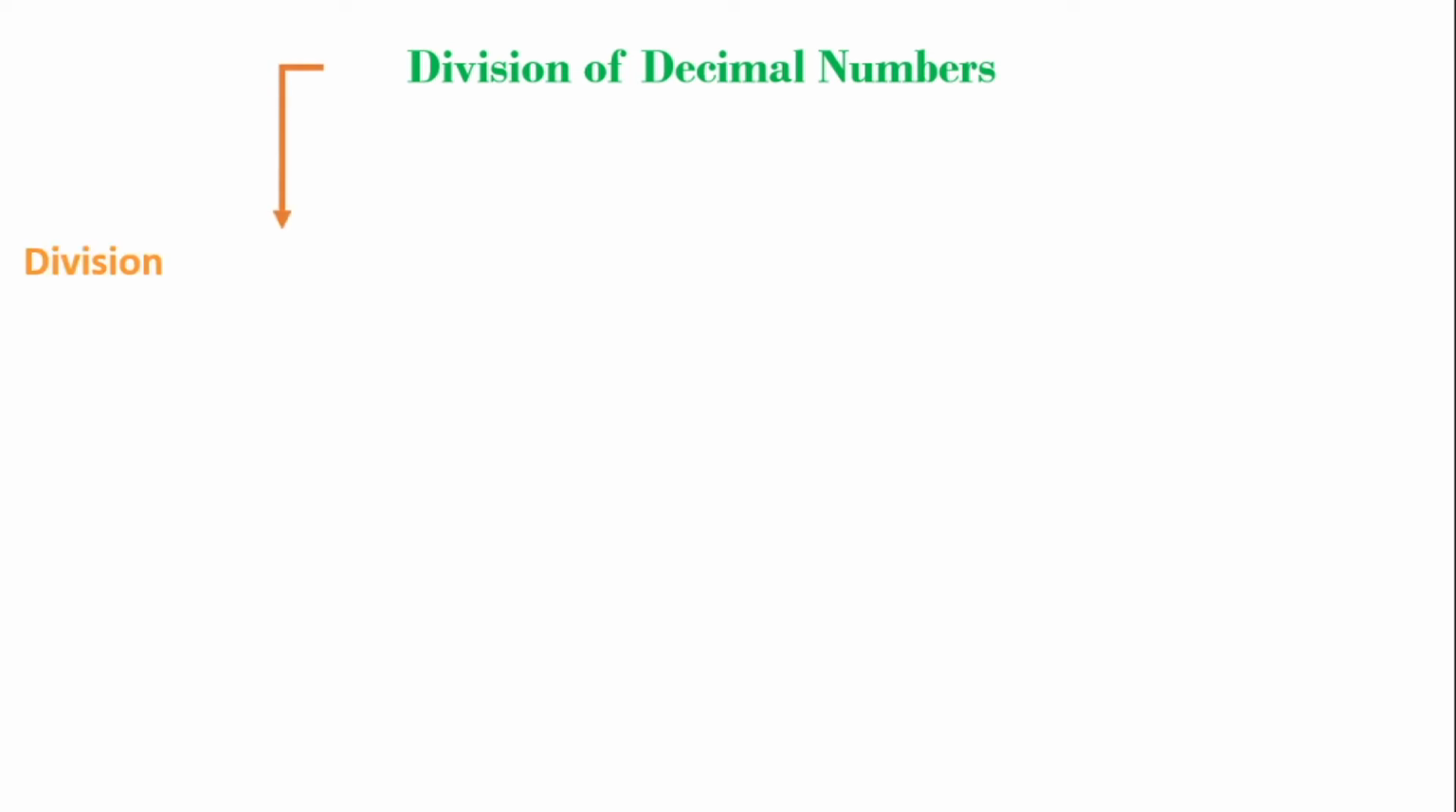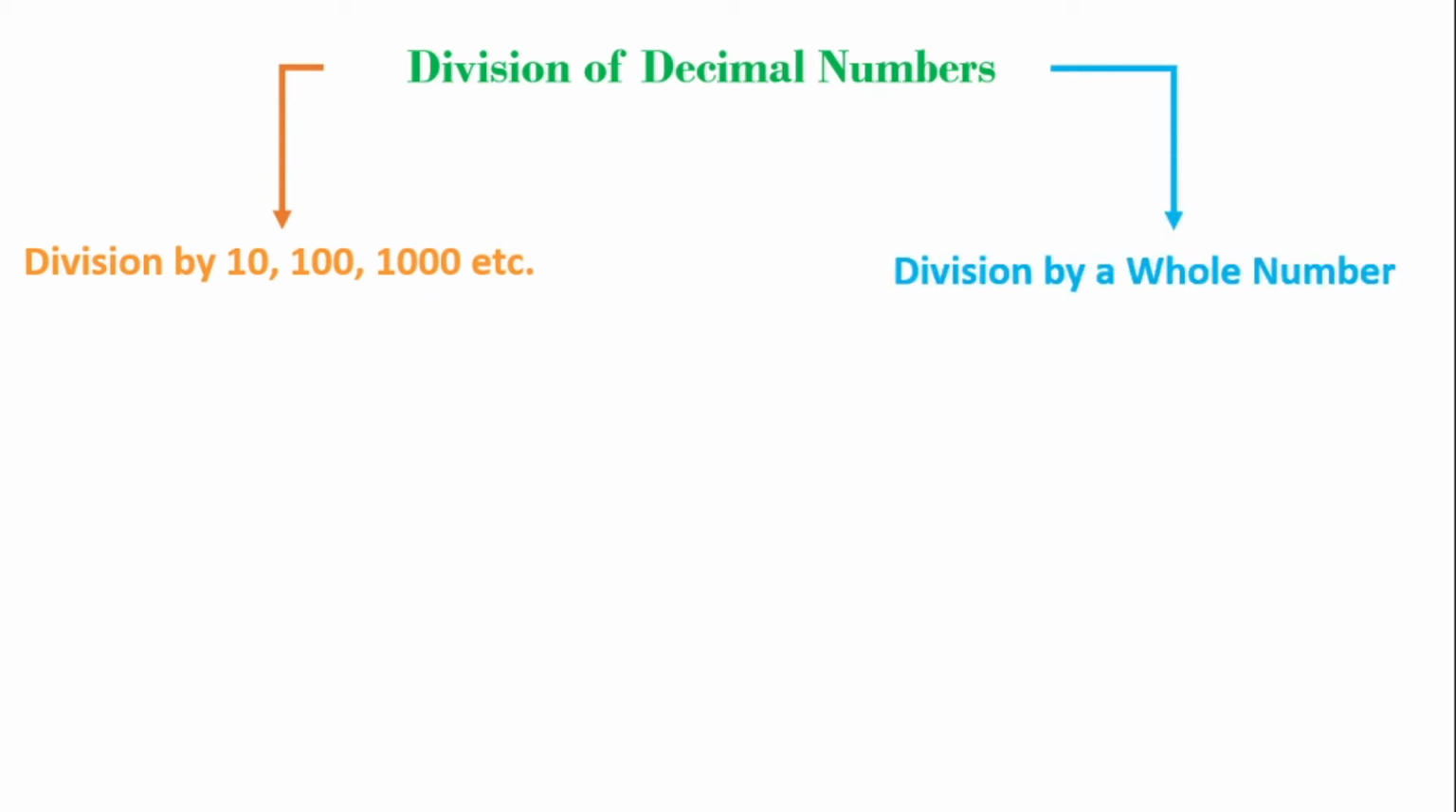So after multiplication, we have division of decimal numbers. Like multiplication, division of decimal numbers is also divided into three parts. First is division by 10, 100, 1000, etc. Second is division by a whole number. And third is division by a decimal number. Let's discuss the first part, that is division by 10, 100 and 1000.